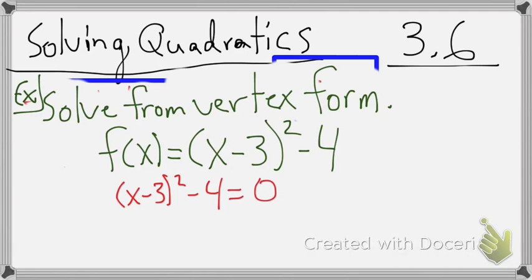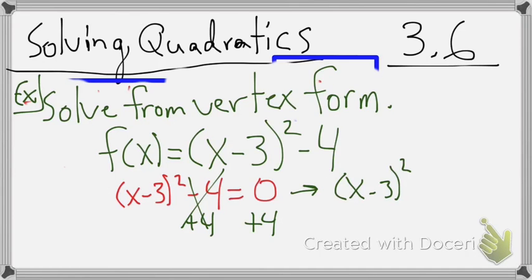Okay, we want to get this by itself, but we have all this other stuff with it. So we start with the negative 4 first. So let's add 4 to both sides. All right, I'm going to write the next step over here so you guys can see it. So then we'd be left with that.